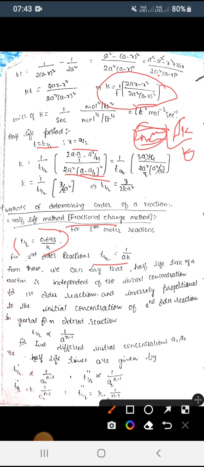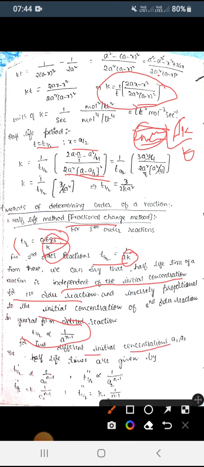What happens here is that k is constant everywhere. For first order there is no a, but for second order a is there, for third order a square, for fourth order a cube, and so on. So the half-life of a first order reaction is independent of the initial concentration. Yes or no? Here a is not there, so it is not depending on it. But for second order, it depends upon the concentration of the reactant. By this we can say that for nth order, t half is proportional to 1 by a to the power n minus 1.